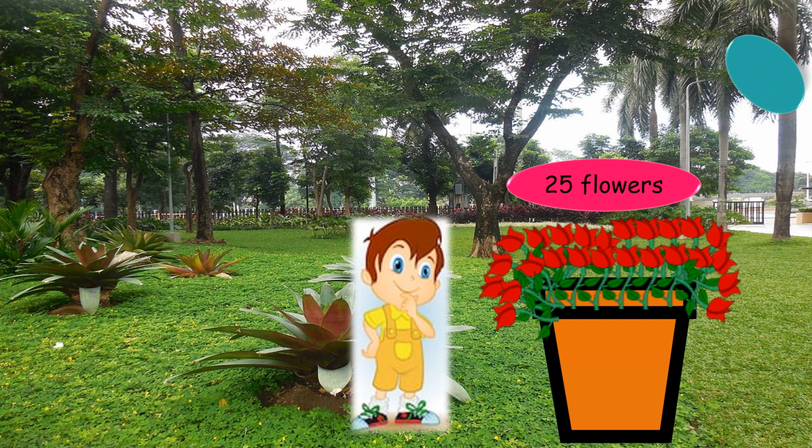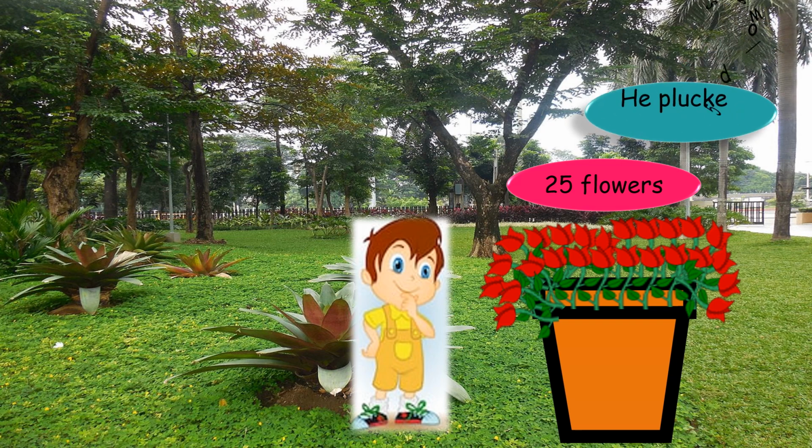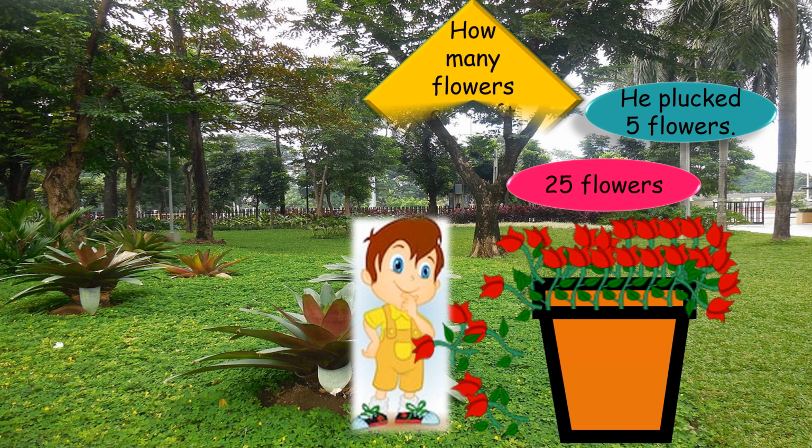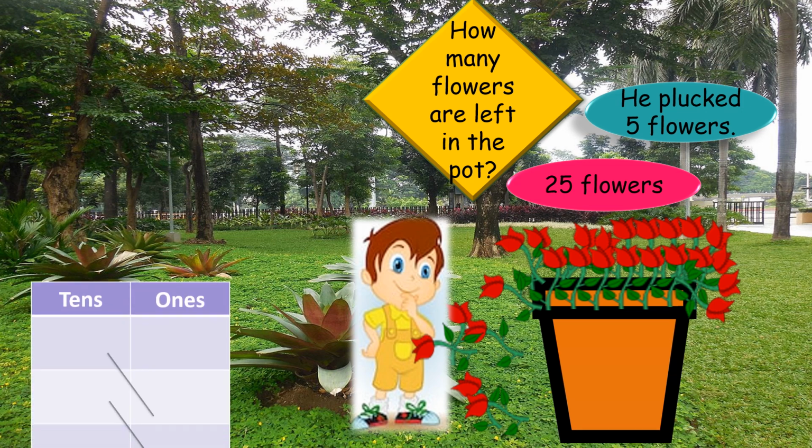See, he has plucked 5 flowers from the pot. One has been plucked, second, third, fourth, and fifth. 5 flowers are being plucked by this boy from the flower pot. So now, how many flowers are left in the flower pot? We can find out by doing subtraction.